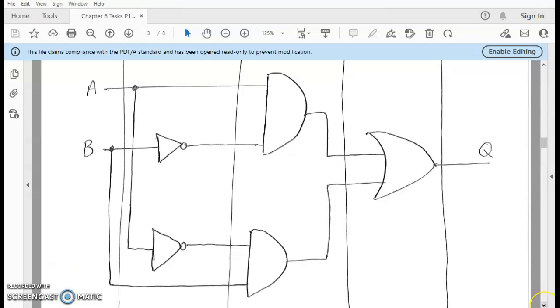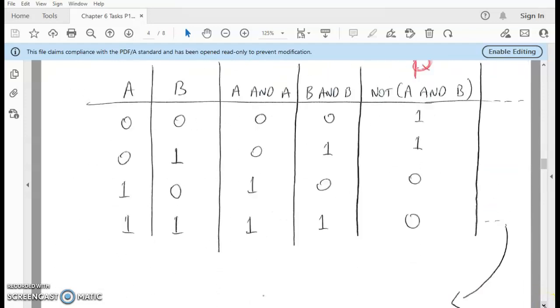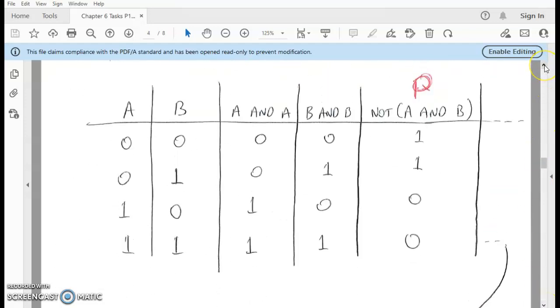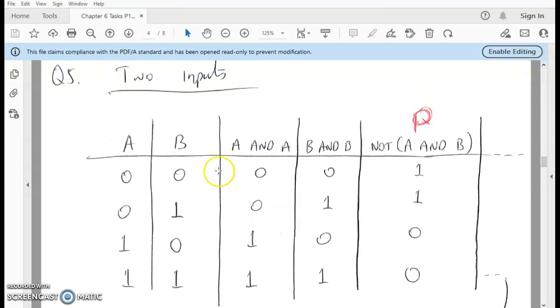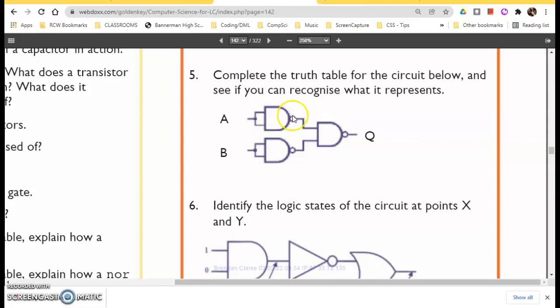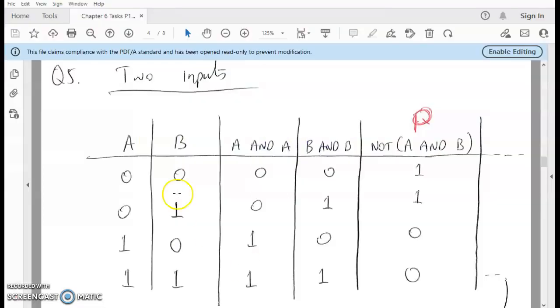Complete the truth table. So this is going back to a question like yesterday. Now, first of all, number 5. You don't have to do all I've done here. I have traced through it all to show you everything. But basically, you've got 2 inputs. Because you've got 2 inputs, 0 0, 0 1, 1 0, 1 1.